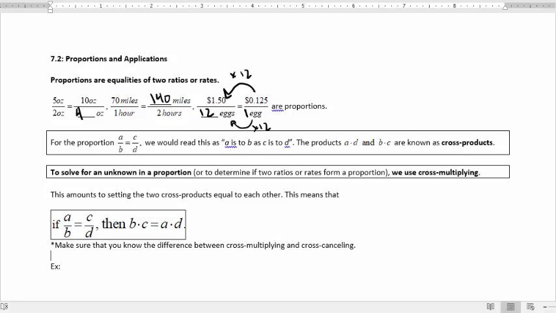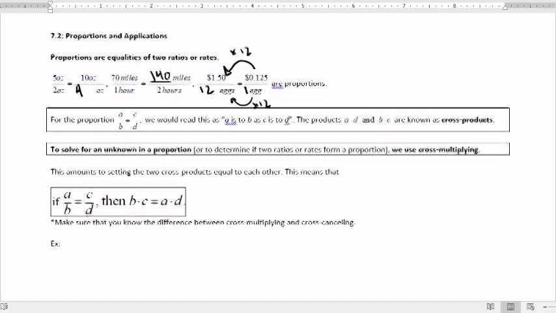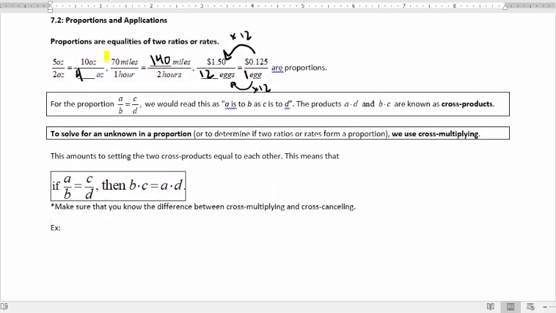So those are all what we would call proportions. They are equalities of two ratios or rates. So when we have a basic proportion, if we wrote it in this form, what would we read that as? We could read that as A is to B as C is to D, which I think I did up there with the 5 ounces is to 2 ounces as 10 ounces is to 4 ounces, right? So that's how we would read that. A is to B as C is to D.